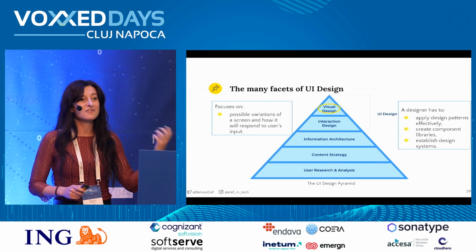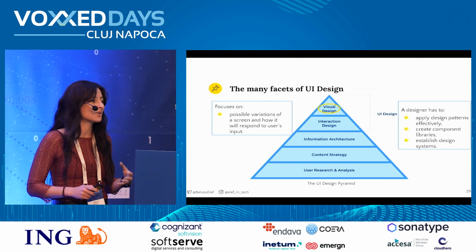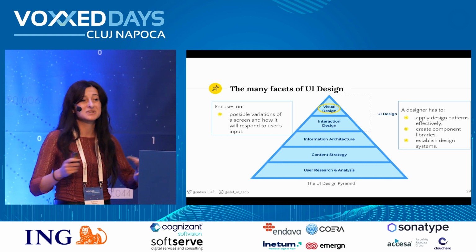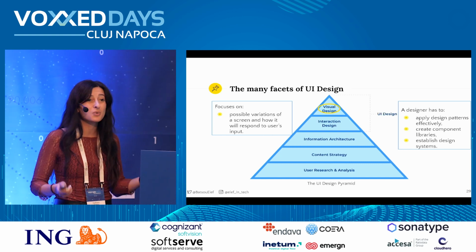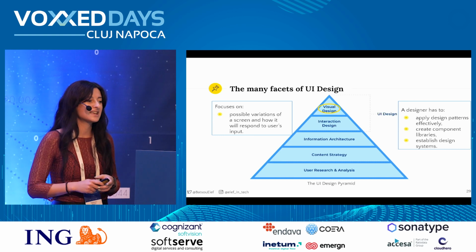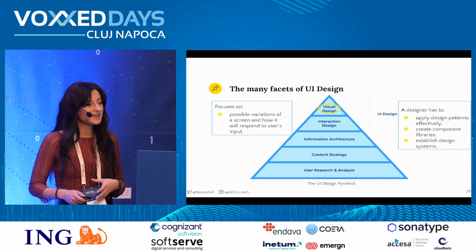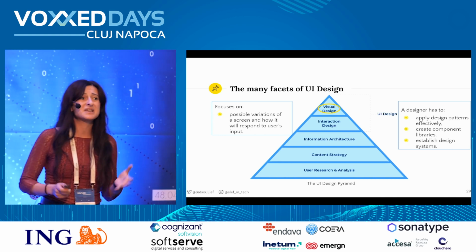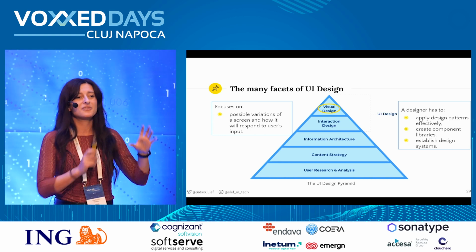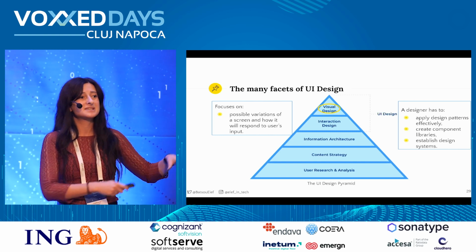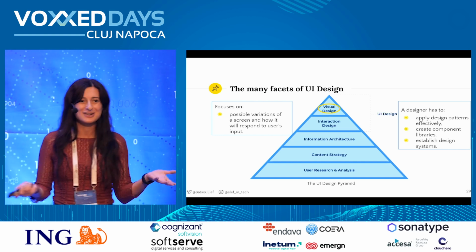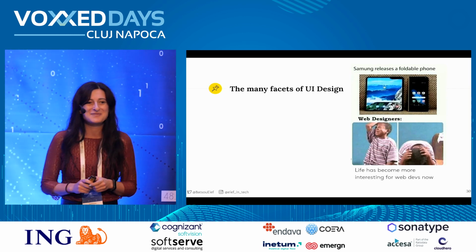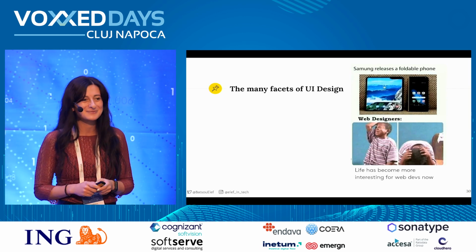And if you continue to the visual design, here the focus is on possible variations of a screen, different workflows, how responsive are things, how they are really working. And the designer at this stage has to apply design patterns effectively, create component libraries, and establish design systems. These are just some examples. Some of those things will be applied always, some other things won't be applied always. And yeah, really, let's not forget about the responsiveness of things.